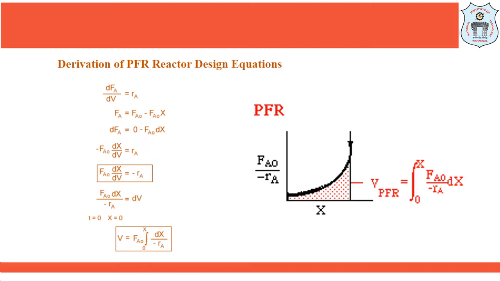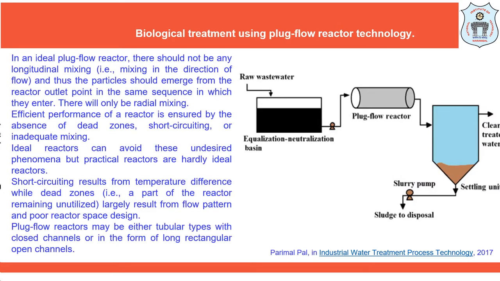If you look at where these plug flow reactors are used, one industrial application is biological treatment using plug flow reactor technology. In an ideal plug flow reactor, there should not be any longitudinal mixing, and thus the particles should emerge from the reactor outlet in the same sequence in which they enter. As I told, it is very disciplined: the fluid particles enter like a pack, so one pack of fluid will be leaving.